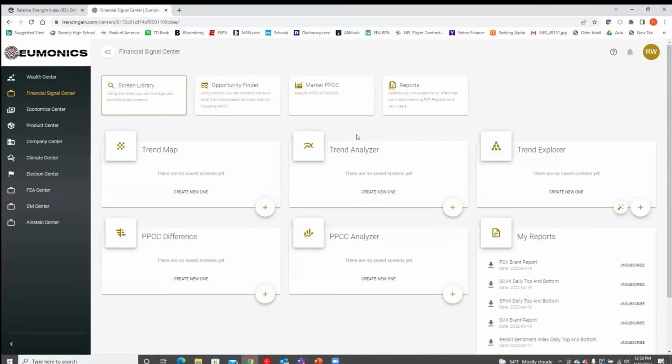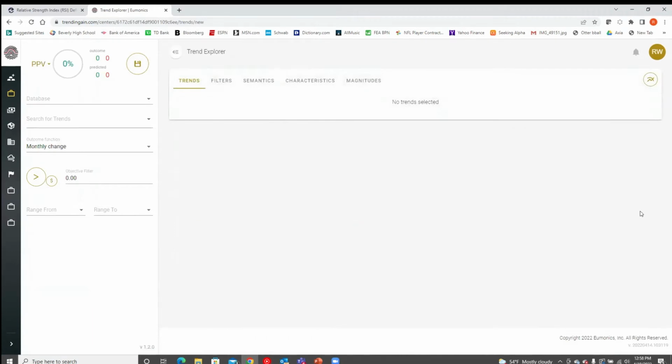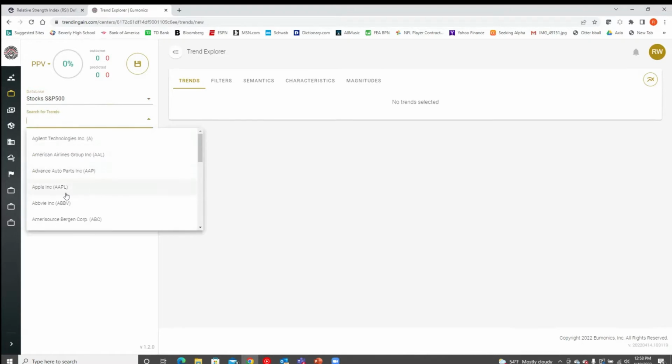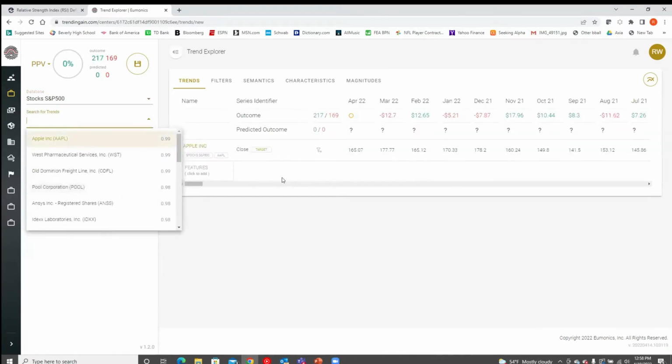When you come in, again, if you're not familiar with Eumonics, each of these cards is an application. And as you can see, there's quite a few. The one we're going to focus on today is the Trend Explorer. So if you have a hypothesis, if you're trying to find causal knowledge or test causal knowledge, more than likely the first application you're going to want to use is the Trend Explorer. Now, as I mentioned, we're focusing on stocks. So as our database, we're going to select S&P 500. And Apple has become a crowd favorite when we do these demonstrations. So I'll start with Apple.